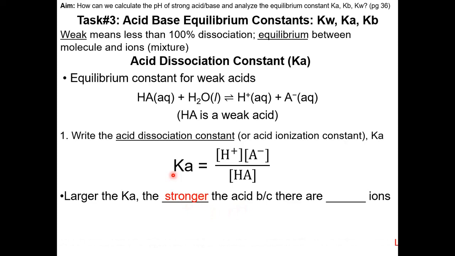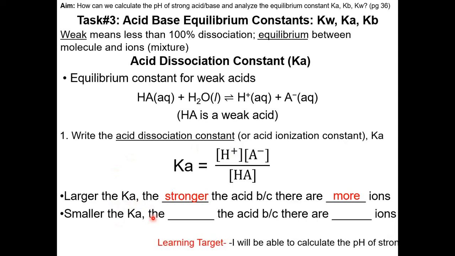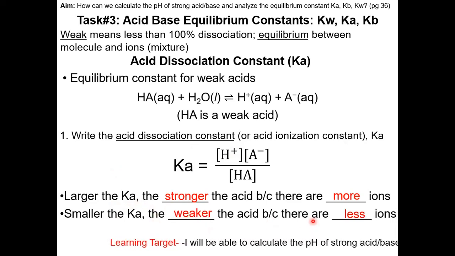This is because if Ka is a big number, then the numerator is much bigger than the denominator. Therefore, there are more ions. And since pH is dependent on the hydrogen ion concentration, if Ka is a big number, then there will be more H plus ions in solution. So the smaller the Ka, the weaker the acid, because there will be fewer ions.